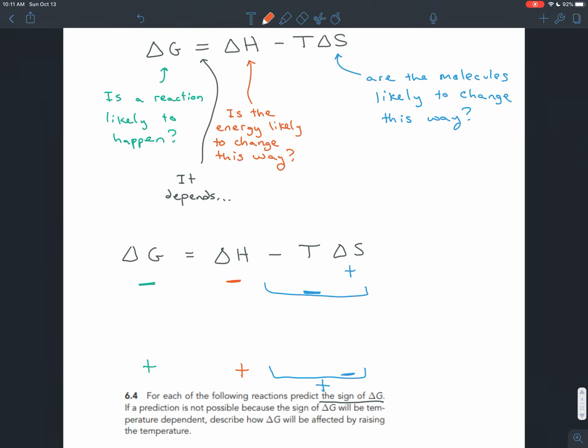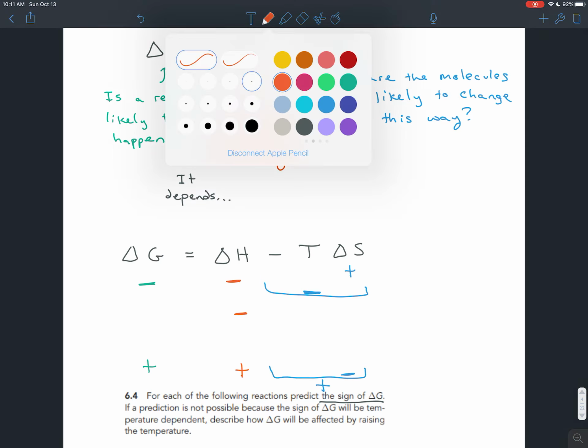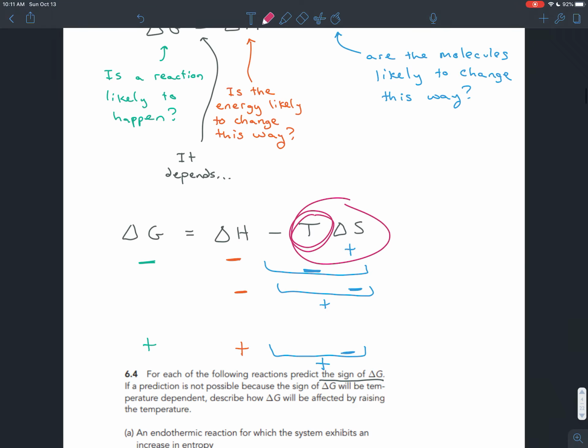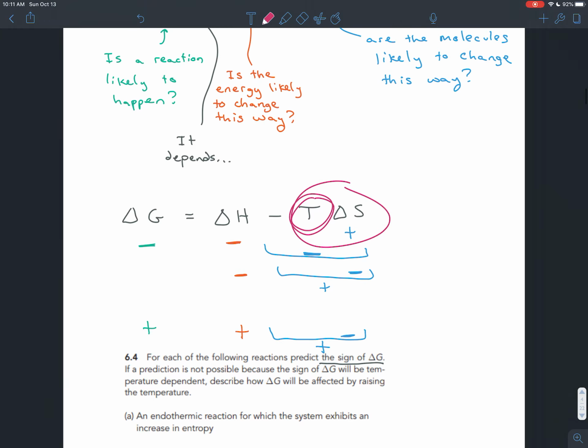So for example, if you had an exothermic reaction, so the energy is going to be arranged in a way that's more likely, but the molecules are coming together, so they're being less likely. So when you subtract those, you get a positive sign. Everything depends on the temperature. If the temperature is big, then this term will be big, and delta G will be positive. If the temperature is small, that term will be small, and this won't make a difference, and delta G will take on the sign of delta H. So you could see how the temperature will be the deciding factor when the enthalpy and the entropy disagree with each other.